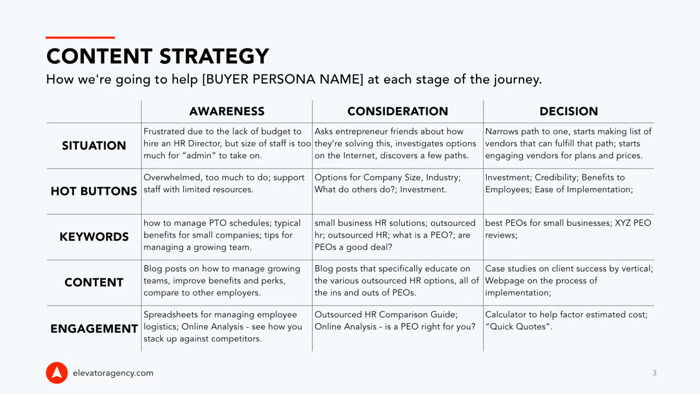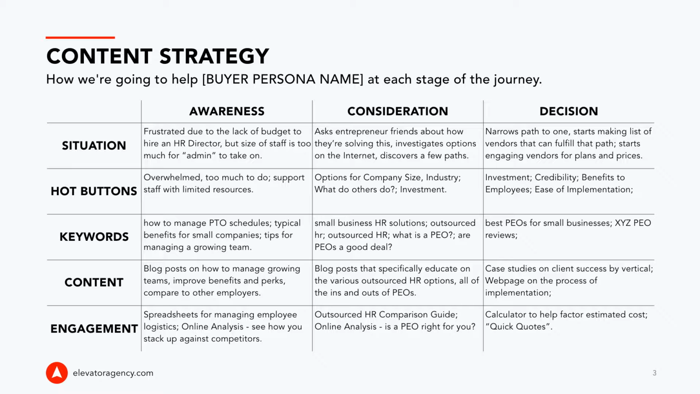So, for example, let's say this is for somebody who's a president, and in the awareness stage, they're frustrated due to the lack of budget to hire an HR director, but the size of staff is too much for an admin to take on. They're kind of stuck. They're growing. HR's becoming too much to handle. They don't know what to do, right? They're frustrated. Then they go to the consideration phase, and they start asking entrepreneur friends about how they're solving this. They investigate options on the internet, and they discover a few options, a few paths. Finally, they narrow the path to one. They start making lists of vendors that can fill that path. They start engaging vendors for plans and prices.